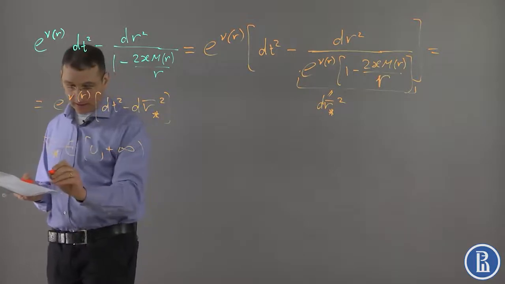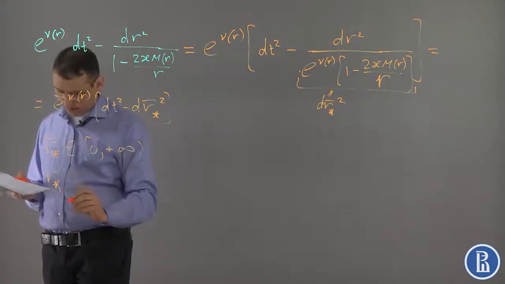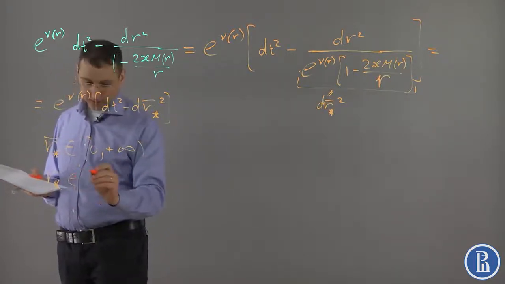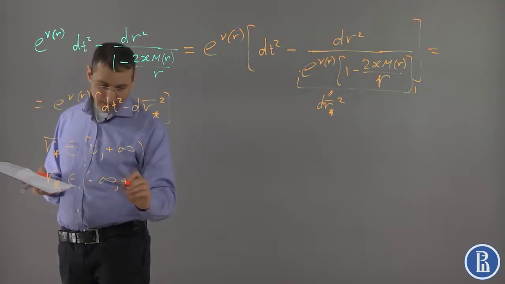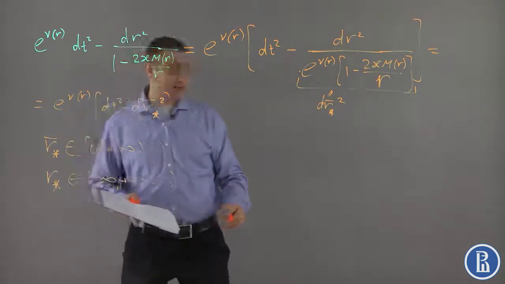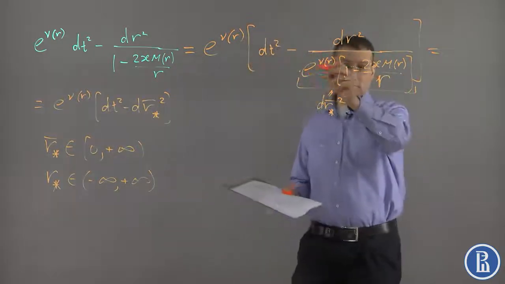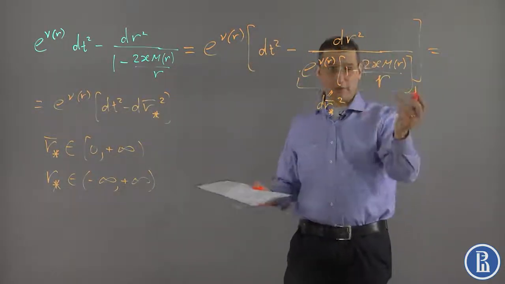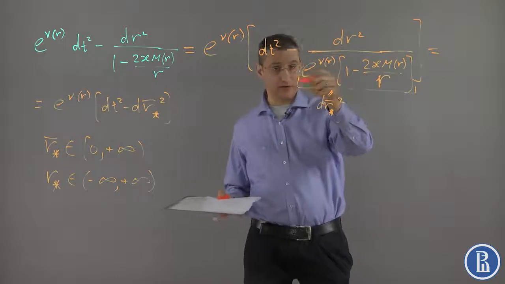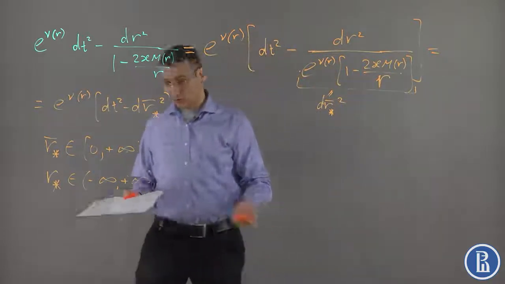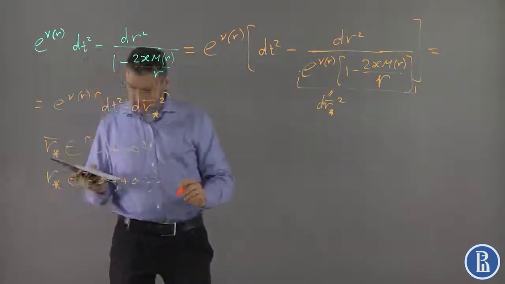Notice that the regular tortoise coordinates, the ones we have already encountered, range from minus infinity to plus infinity. But in that case, the denominator was singular at the horizon. Here we don't have a horizon. This thing never gets singular. So we can adjust it to range like this.